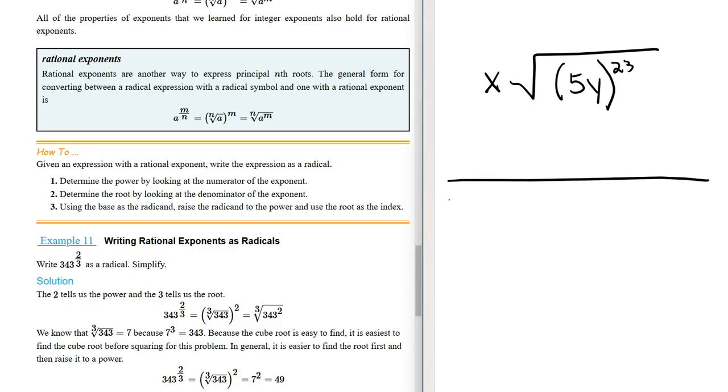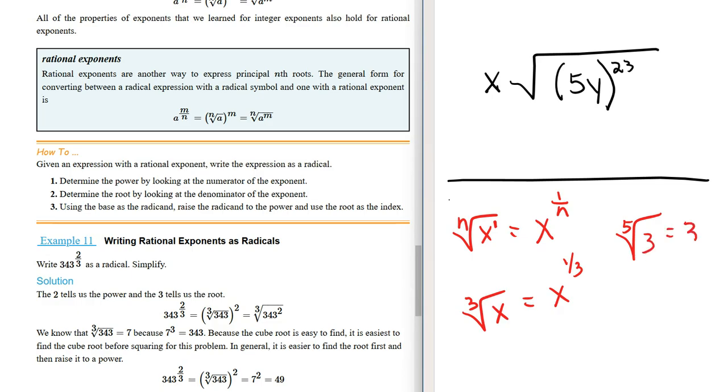There was an earlier, maybe in a previous class, rule: if you had the nth root of x, that is equal to x to the 1 over n power, because there's really a 1 right here. So if I had the cube root of x, that's the same thing as saying x to the 1/3 power, or vice versa. If I had the 5th root of 3, that's the same thing as 3 to the 1/5 power. But now they're throwing in an exponent.